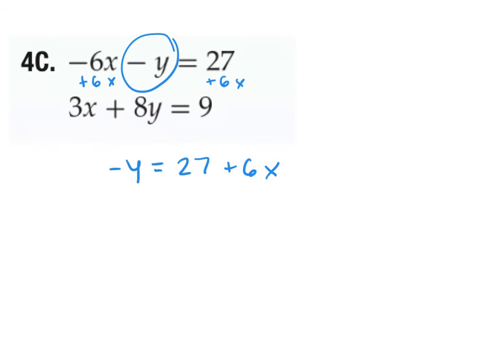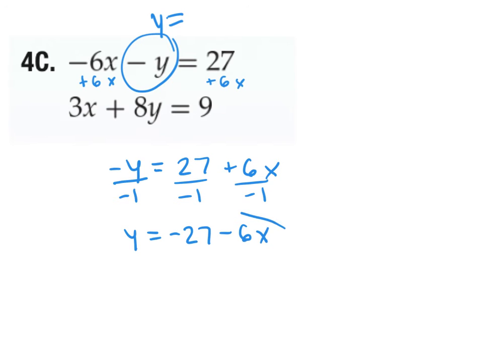Remember, we want it to be y equals. We can't have that negative there. So how do we get rid of the negative? We can divide everything by negative 1. So we're just changing the signs of everything in our equation. So this is y is equal to, what's 27 divided by negative 1? Negative 27. And what's 6x divided by negative 1? Negative 6x. So now we have y is equal to this.